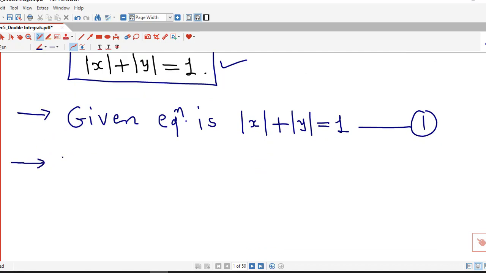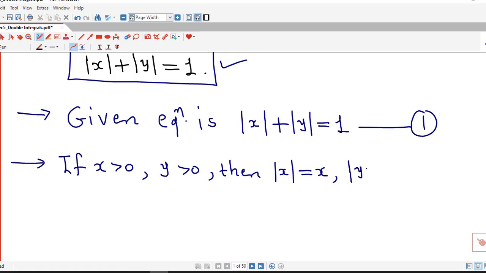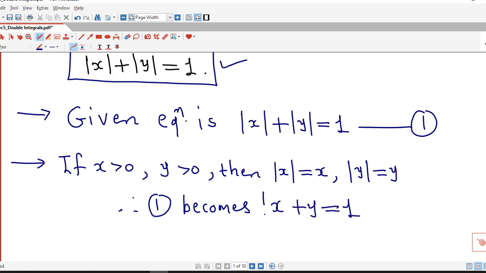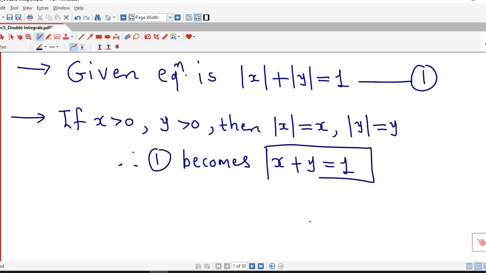Suppose x and y both are positive. If x is positive and y is positive, then the absolute value of x is x and the absolute value of y is y. So therefore if x and y are both positive, equation 1 becomes x plus y equal to 1. So this is one boundary of the square, x plus y equal to 1. This is the one possible boundary.